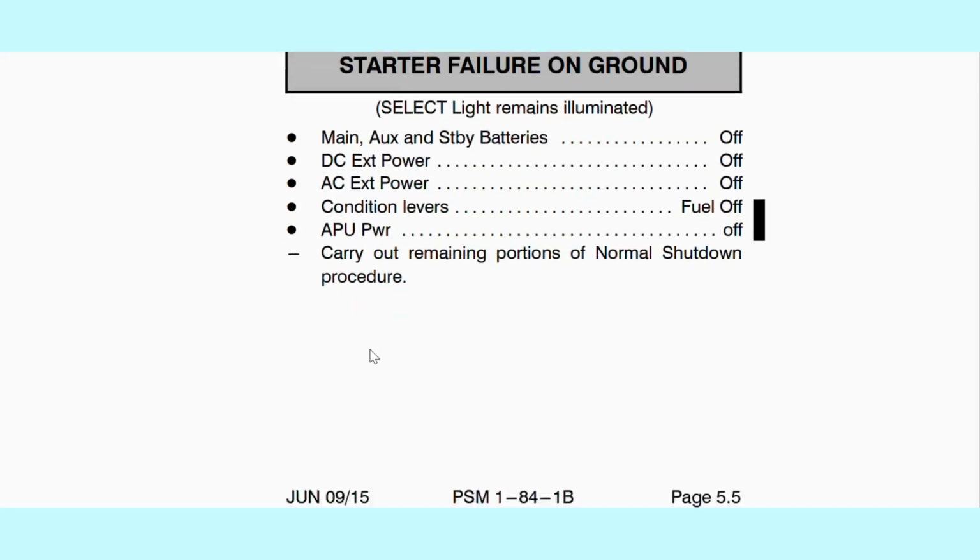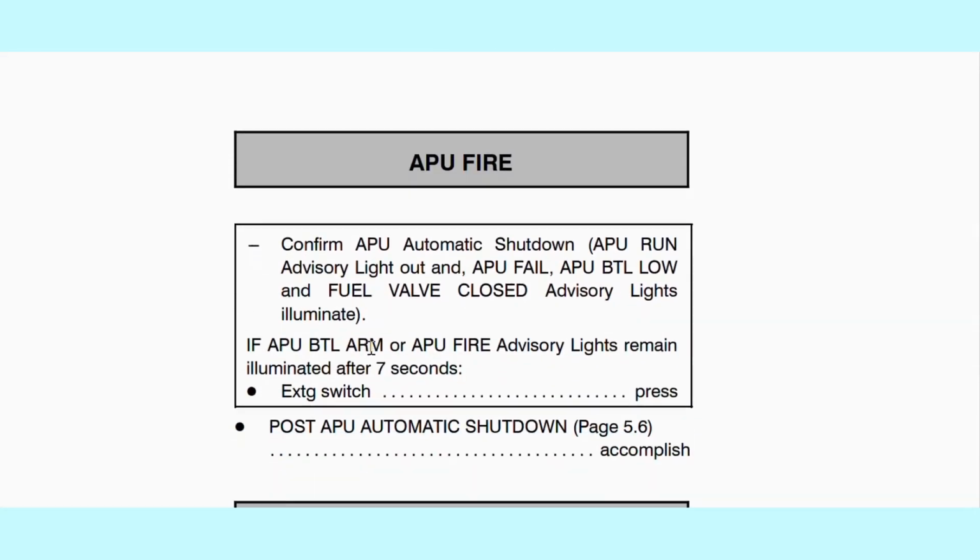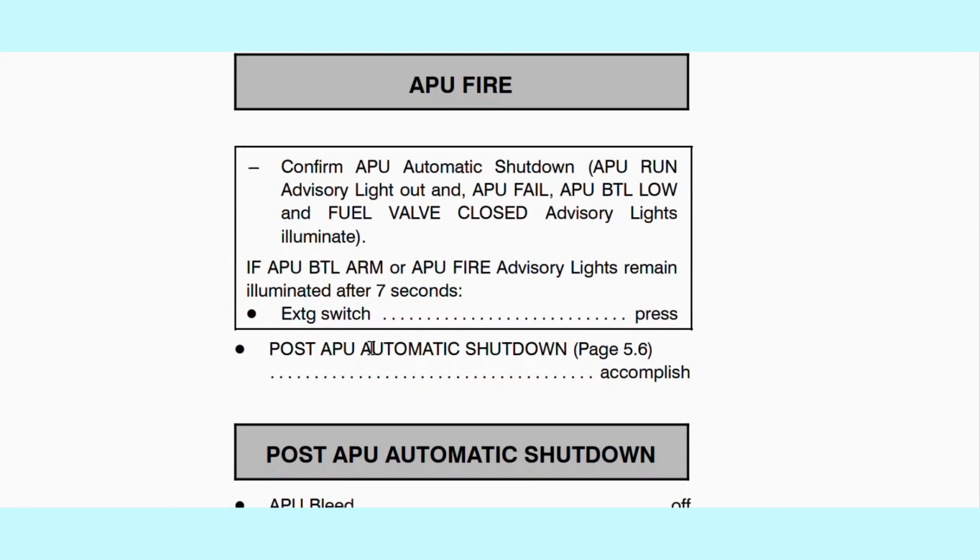Okay, APU fire is a memory item. Basically you need to understand that you have an APU fire, what are you going to be looking out for? So you do confirm, you look at the APU panel and you see that the run advised light, which is in green, has gone out, and on the fire protection panel overhead on the APU section on the left hand side, the fail, the bottle low and the fuel valve flow advised lights are illuminating.